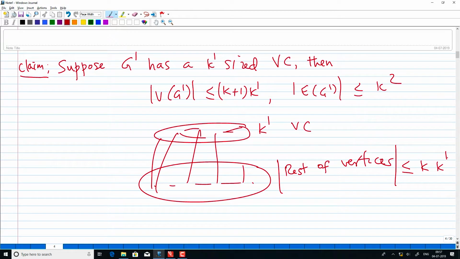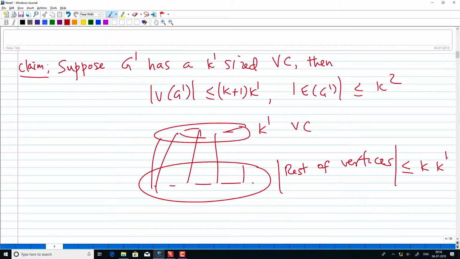Now I have a new graph. What is the size of the graph? Number of vertices, number of edges are all bounded by k square. n and m have gone away, right? I mean, just understand this. Suppose I have a graph on some 10 million vertices in which I am looking for a vertex cover of size 50. Does this graph have some 50 vertices that cover all edges? Then by applying these simple rules, all of which can be implemented in linear time, in linear time we have reduced the graph.